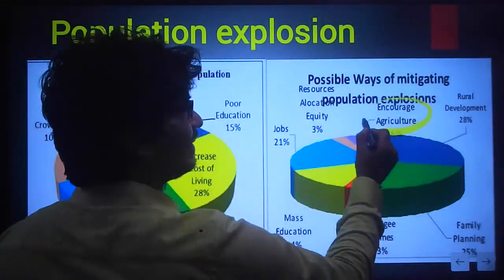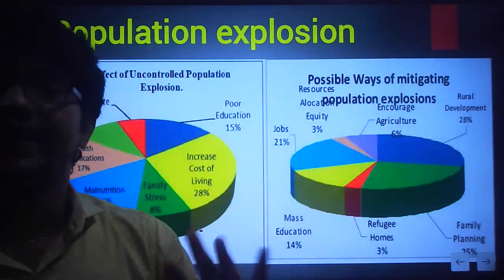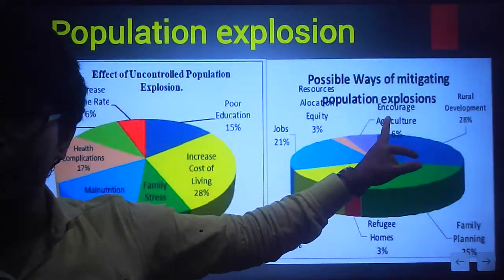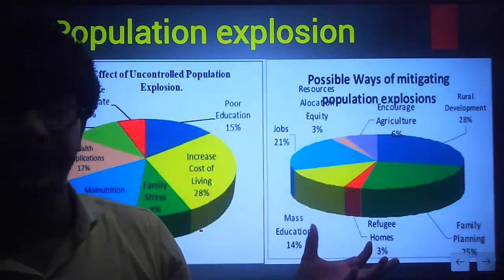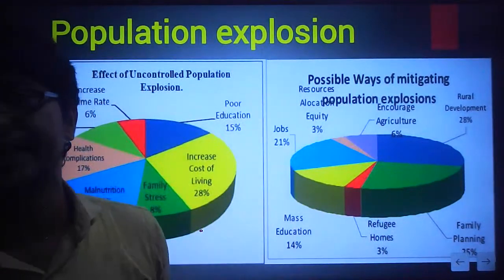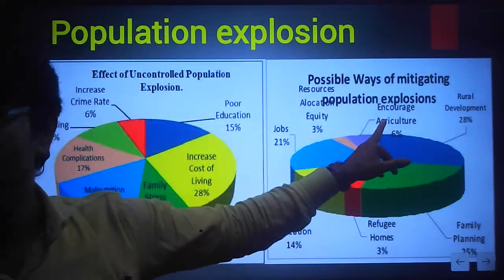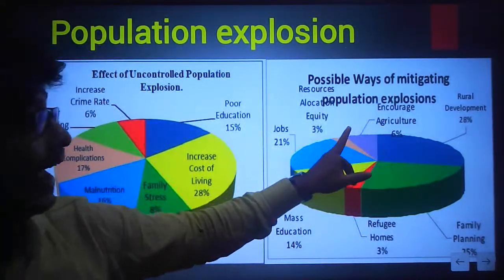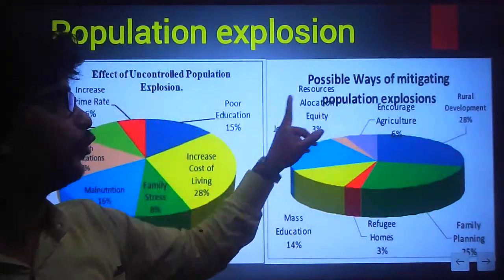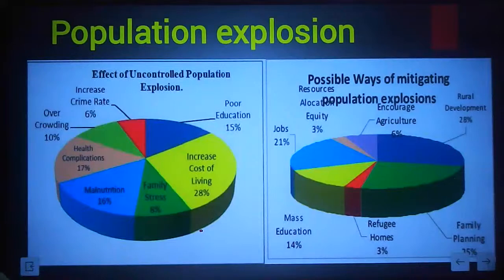And it encourages agriculture. We cannot underestimate agriculture, because without agriculture we cannot survive or earn millions and millions of dollars. Agriculture is actually the backbone of a country. If we don't encourage agriculture and keep constructing multi-story buildings, we cannot eat currency. We only eat rice, right? So we are supposed to encourage agriculture. Agriculture, rural development and equity have to be taken into account. These are all possible ways of mitigating population explosion.